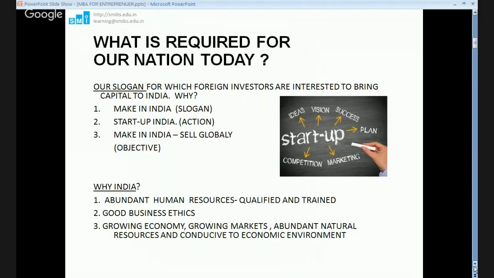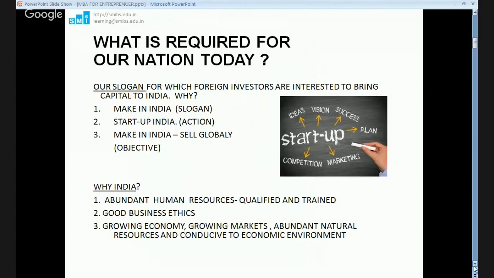The question comes: why has India become popular as an investing yard in the world? What attracted the foreigners to invest in India? It is that it has abundant human resources. Qualified, trained people are plentiful, and you can also see that in the world, Indians are working abroad, all educated professionally or skilled in their areas.